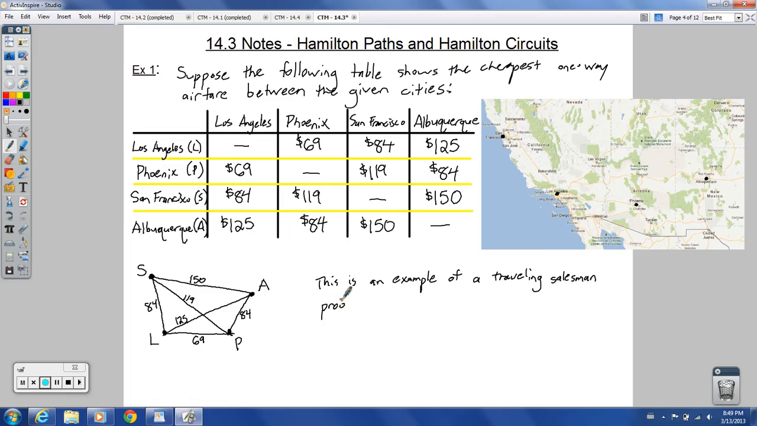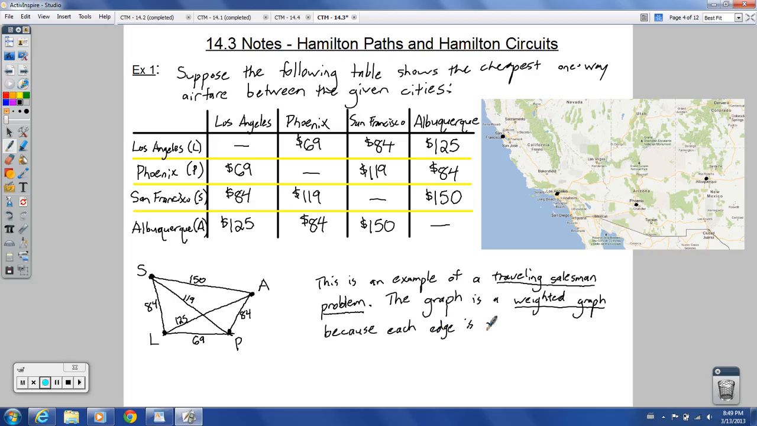So these traveling salesman problems, they've been famous problems for a long time, and people have thought about what's the most efficient way or the best way if you're going to make a trip to each city, something like that. What's the best way to do that, or the least expensive way? So that's what we're really focusing on here. What's the cheapest way to do something, or the most efficient way to do something? Here the graph is a weighted graph because each edge is assigned a specific value.